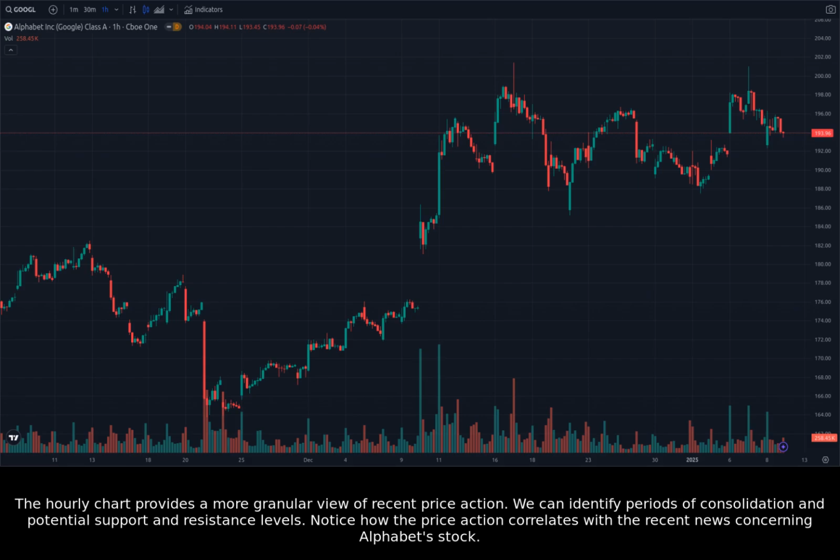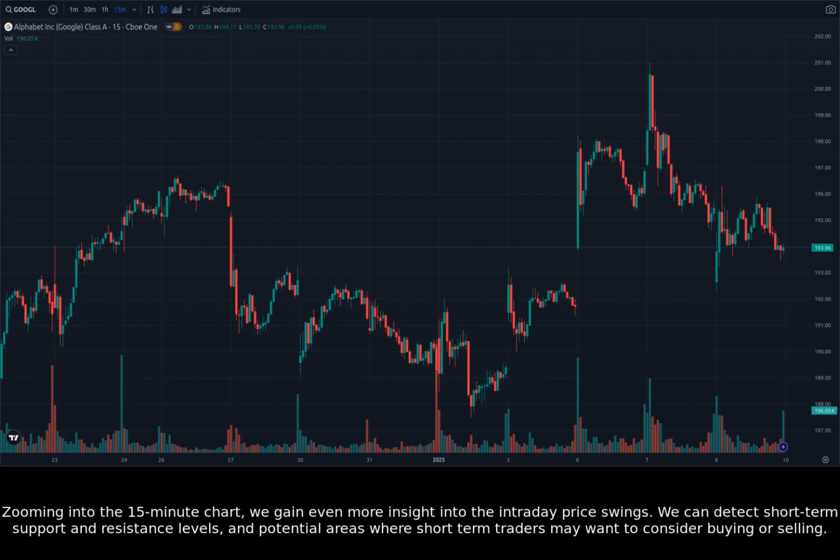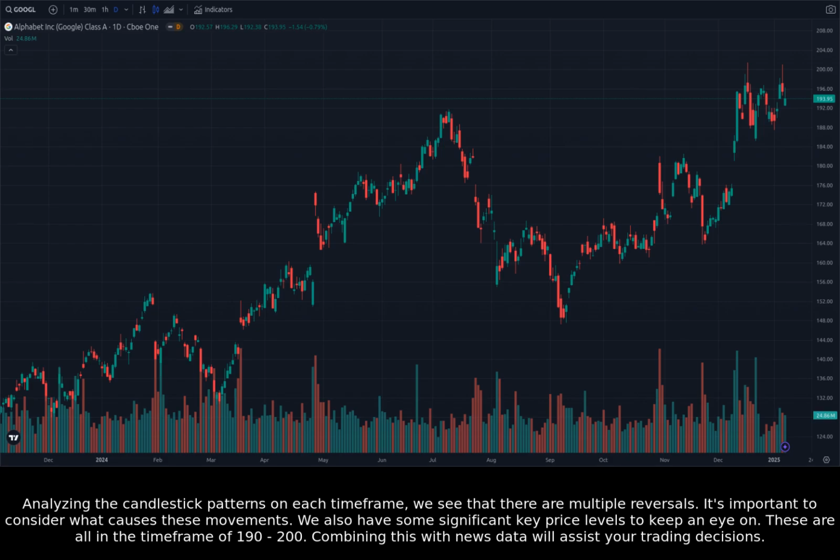We can identify periods of consolidation and potential support and resistance levels. Notice how the price action correlates with the recent news concerning Alphabet stock. Zooming into the 15-minute chart, we gain even more insight into the intraday price swings. We can detect short-term support and resistance levels and potential areas where short-term traders may want to consider buying or selling. Analyzing the candlestick patterns on each time frame, we see that there are multiple reversals.